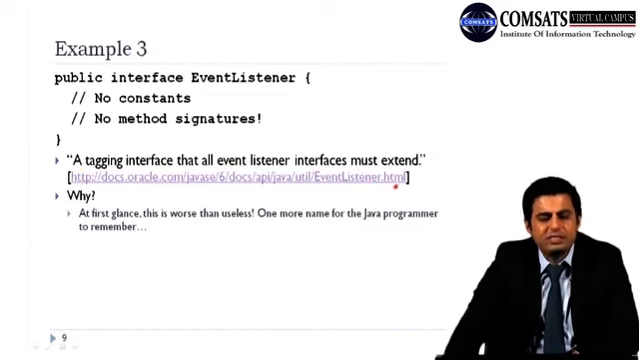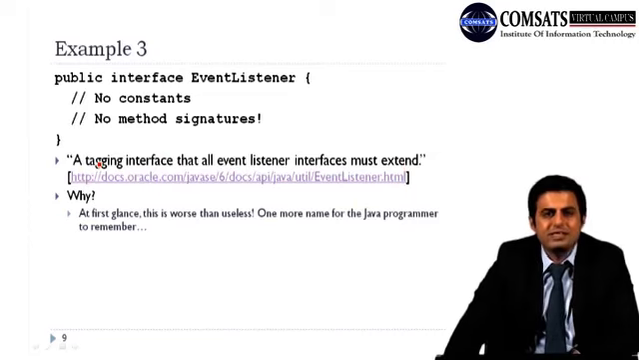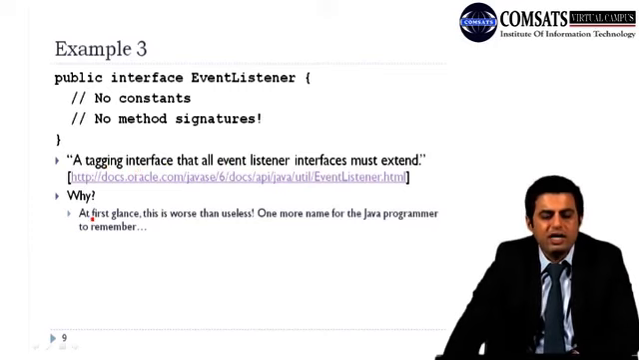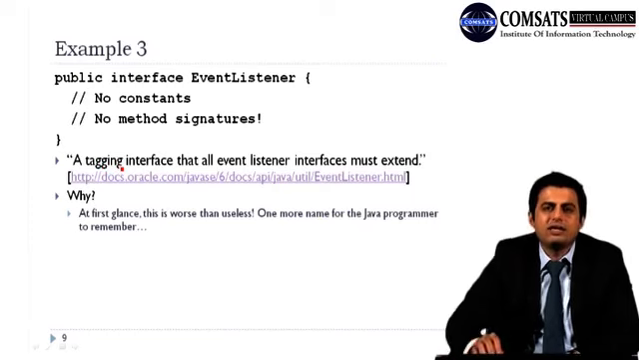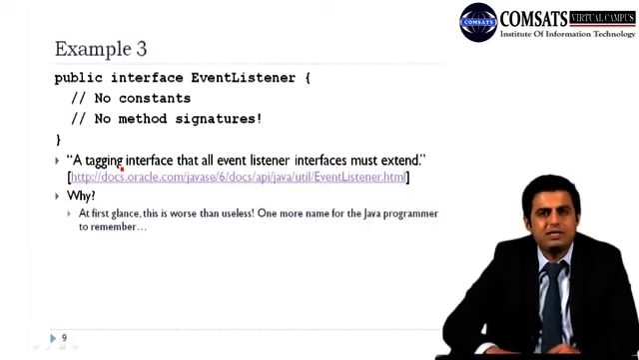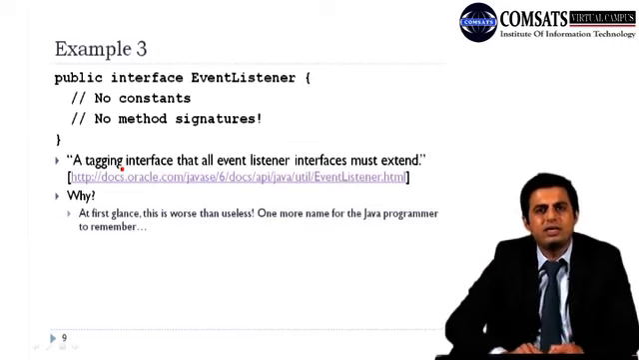If you read this data, which is available on the internet, then you will find out that there is a tagging interface which is included with all kinds of interfaces. Now why? At first glance that is worse than useless. One more name for the Java programmer to remember is this tagging interface. Sometimes some compilers add it by default, so you don't have to declare it in the beginning. But you can always declare event listener, and sometimes it is suggested that if you don't declare it, it has already got its declaration in the library which is connected with the compiler.